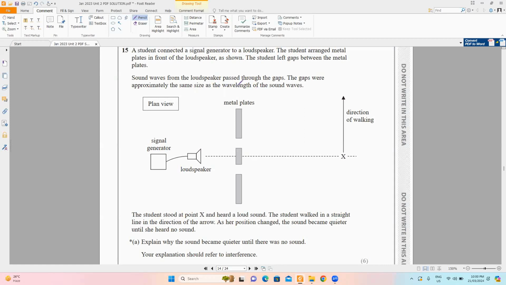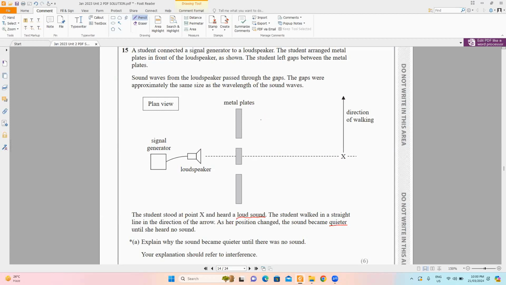The student stood at point X and heard a loud sound. So focus on loud sound. The student walked in a straight line in the direction of the arrow. As her position changed, the sound became quieter, until she heard no sound. Explain why the sound became quieter until there was no sound.